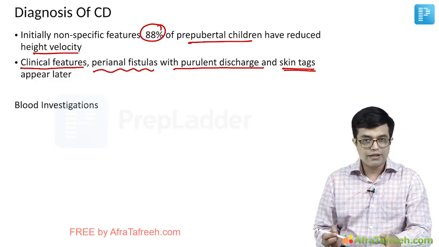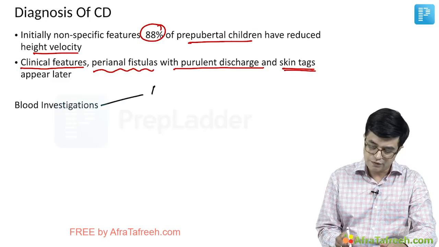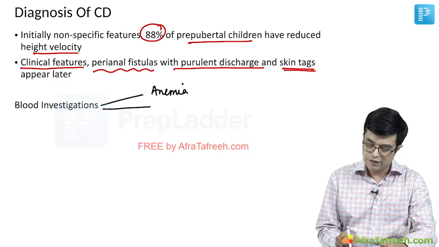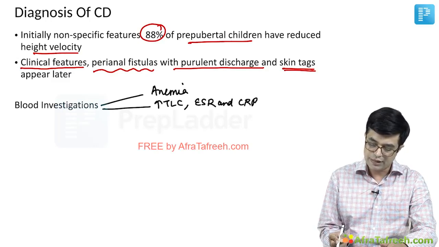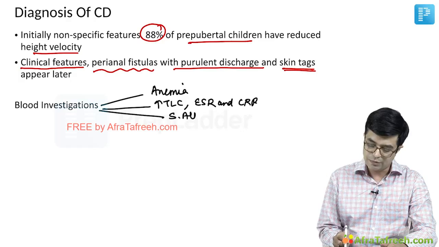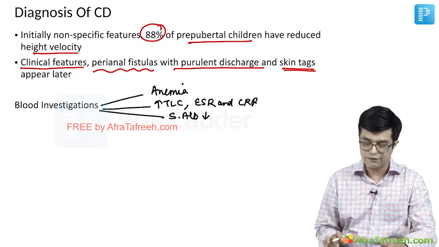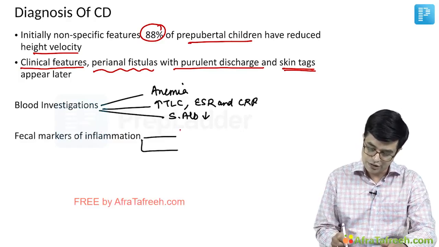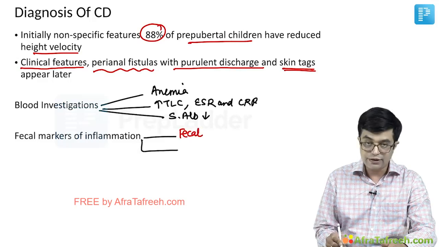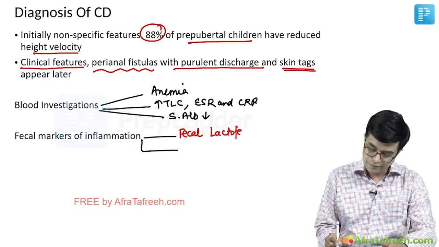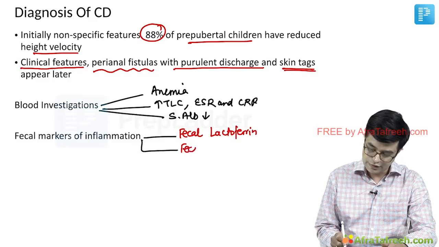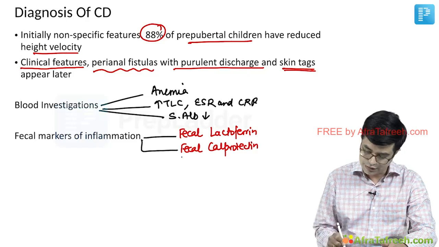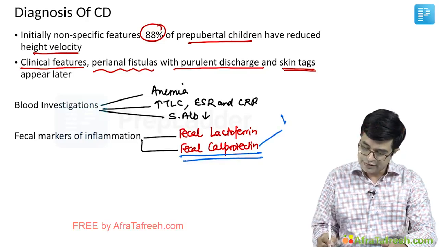Then you can do blood investigations, and you will find features of anemia in them. You will find raised TLC, ESR and CRP, but they are non-specific. Some of these patients may have serum albumin which is on the lower side, but they are all non-specific. Then we come to fecal markers of inflammation. We find that there are two fecal markers of inflammation which are elevated. There is increase in the fecal lactoferrin levels and there is increase in the fecal calprotectin levels. Especially calprotectin is a potential MCQ. It is a very sensitive marker.